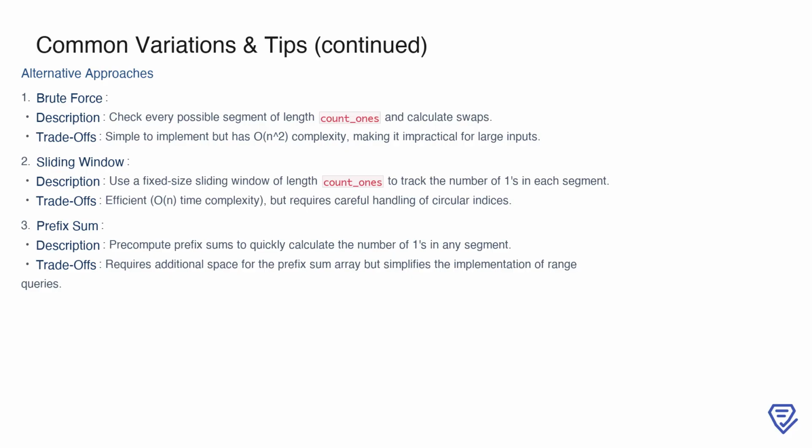Another option is the prefix sum approach, where you pre-compute the prefix sums to quickly calculate the number of ones in any segment. Although this method requires additional space for the prefix sum array, it simplifies the implementation of range queries and can be a good choice depending on the problem constraints. Each of these methods has its trade-offs, so understanding their strengths and weaknesses is key to selecting the right one for your specific use case.